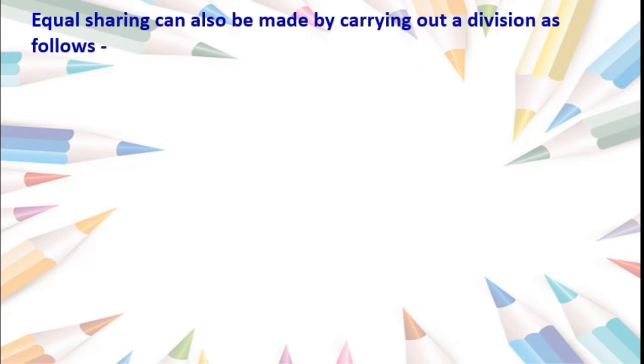Equal sharing can also be made by carrying out a division as follows. Here 84 saplings are there and 4 farmers are there. We will go through the division method. See here, 84 we will write under the line inside the division symbol, and we will write 4 outside because we have to divide 84 equally among 4 farmers, isn't it? So now we will recite the 4 times table.